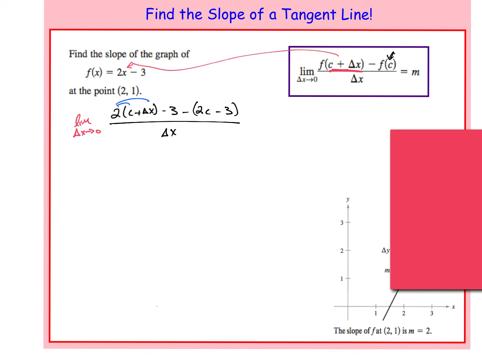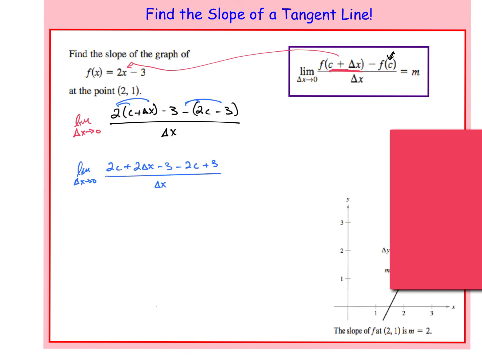So now I end up with 2c plus 2 delta x. Then I still have minus 3. And now I need to distribute this negative. So now I have minus 2c, and plus 3, all over delta x, as my limit as delta x approaches 0.